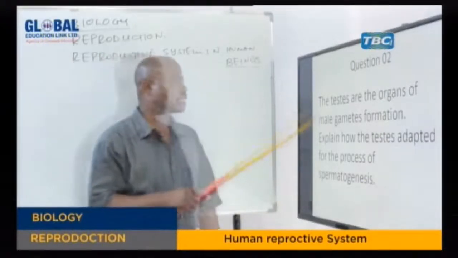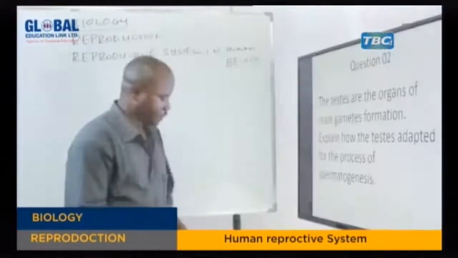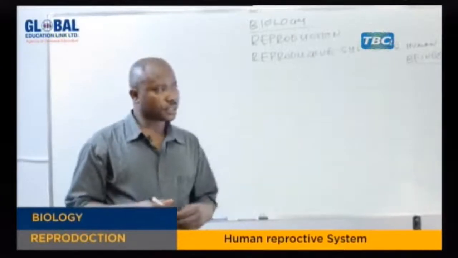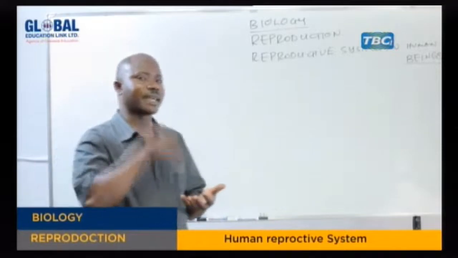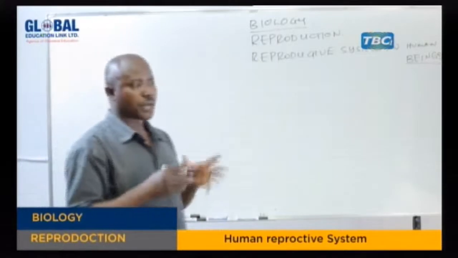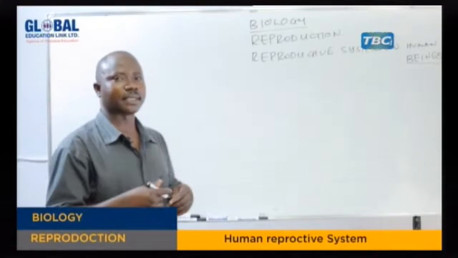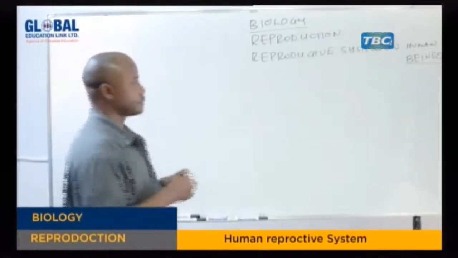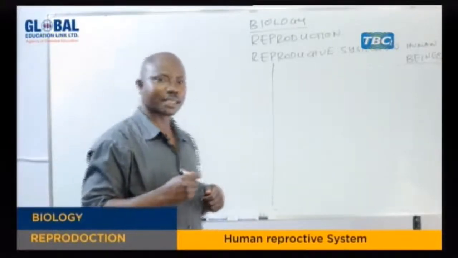The question number 2 reads: the testes are the organs of male gamete formation. Explain how the testes are adapted for the process of gametogenesis. Good. This question wants you to explain how the testis is adapted for gametogenesis. Therefore, what you are supposed to do here is to examine the inner parts of the testis itself, so that you can answer this question correctly.